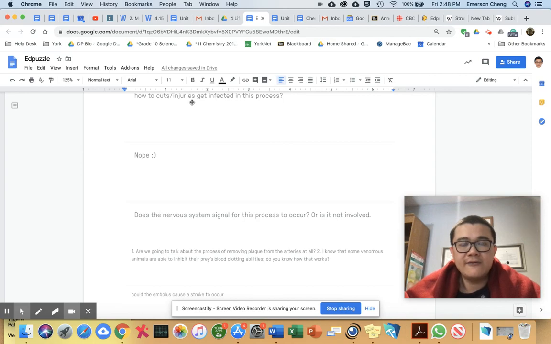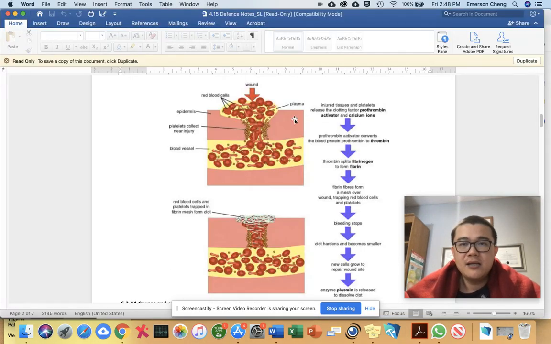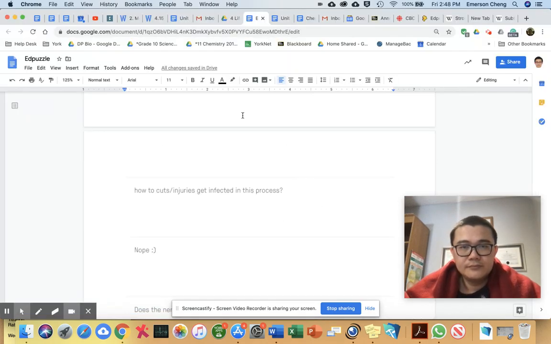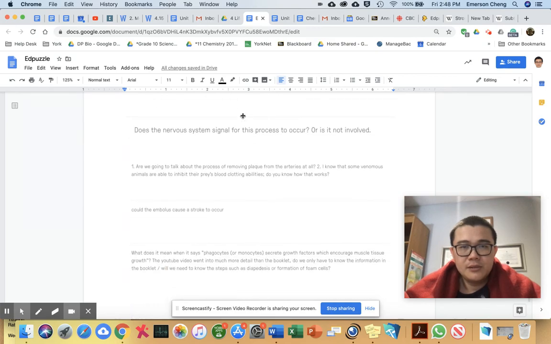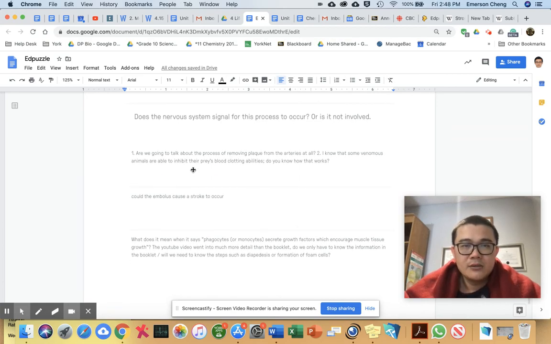Cuts and injuries get infected just by having an open wound, and bacteria can land in, or a foreign substance with microbes can get in. That's how infection can take place. No, you don't need a nervous system to send a signal. It's automatic.